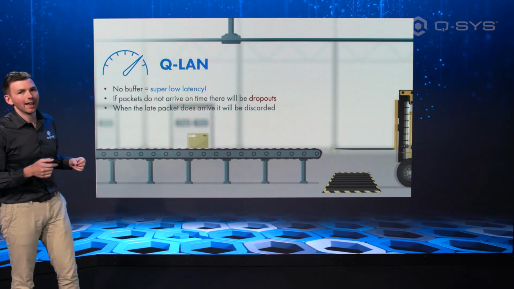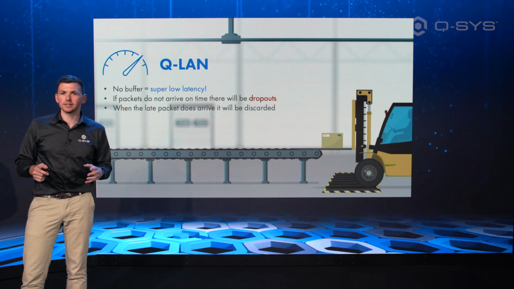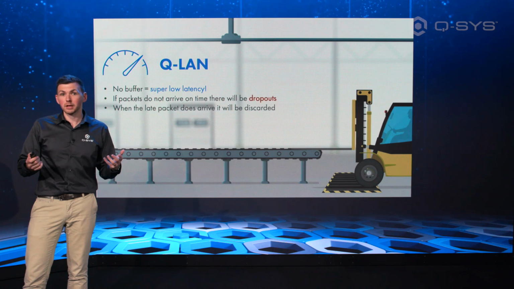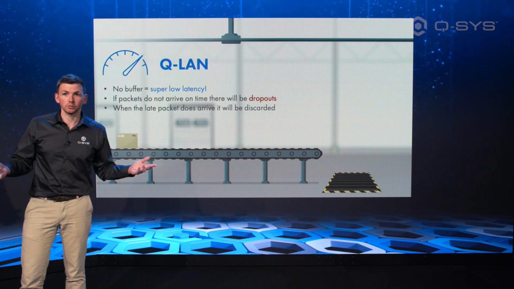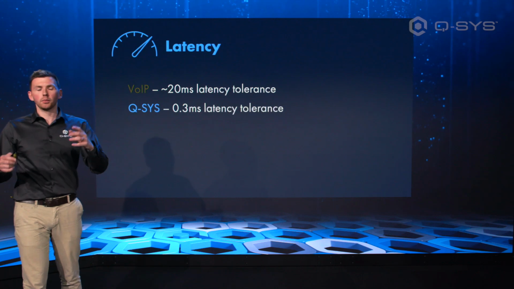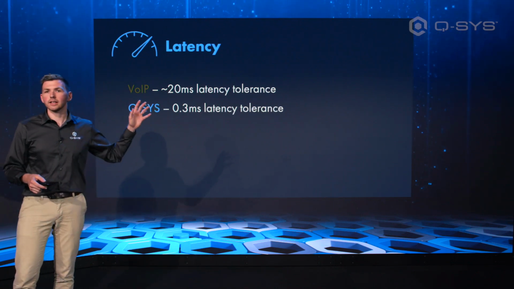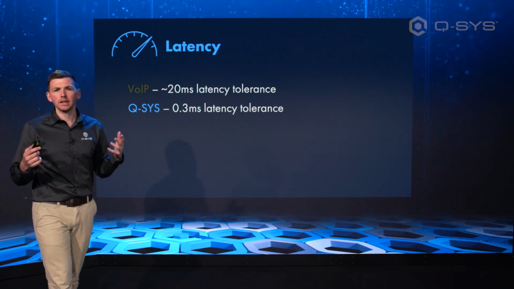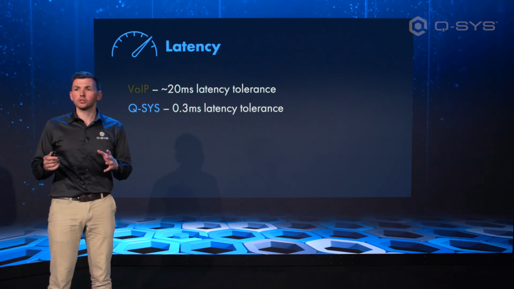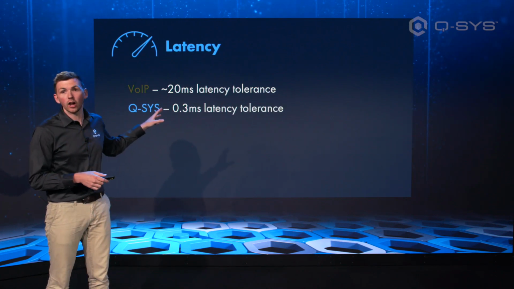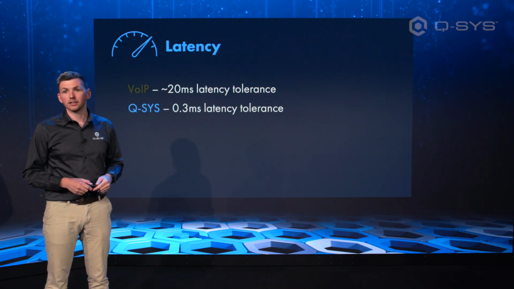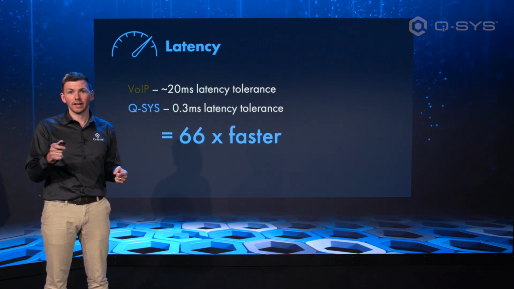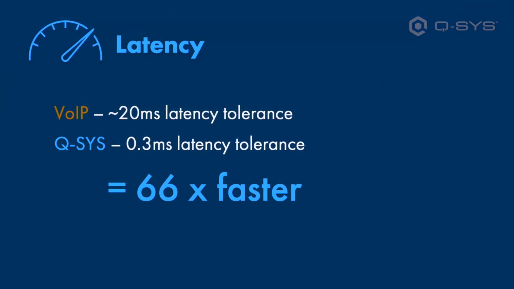So the benefit to this is that we have this really, really low latency, but it does mean that we need to ensure a lot of consistency. Otherwise, we're going to have late packets which become useless packets, all right? So just to summarize that, with VoIP, we're looking at around a 20 milliseconds latency tolerance. As long as our packets arrive within that kind of tolerance, we're going to be completely fine. But with Q-SYS, it's going to be, as we saw earlier, around 0.3 milliseconds, which is a difference of 66 times, okay? I had a calculator, I did some maths, I checked, all right?